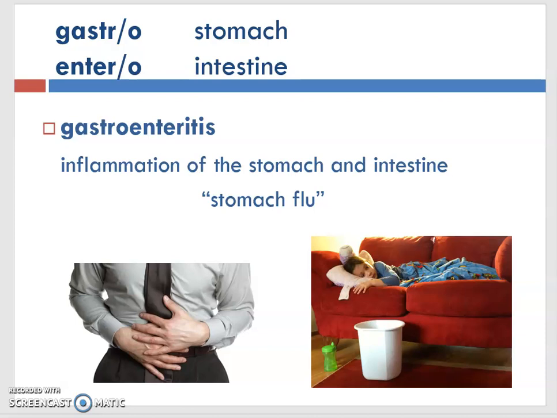Gastroenteritis, inflammation of the stomach and the intestine. It's often called stomach flu. There is really technically nothing called stomach flu. It's usually gastroenteritis. It means we've eaten a bacteria in some food that didn't agree with us, or we've eaten something that's really upset our stomach.